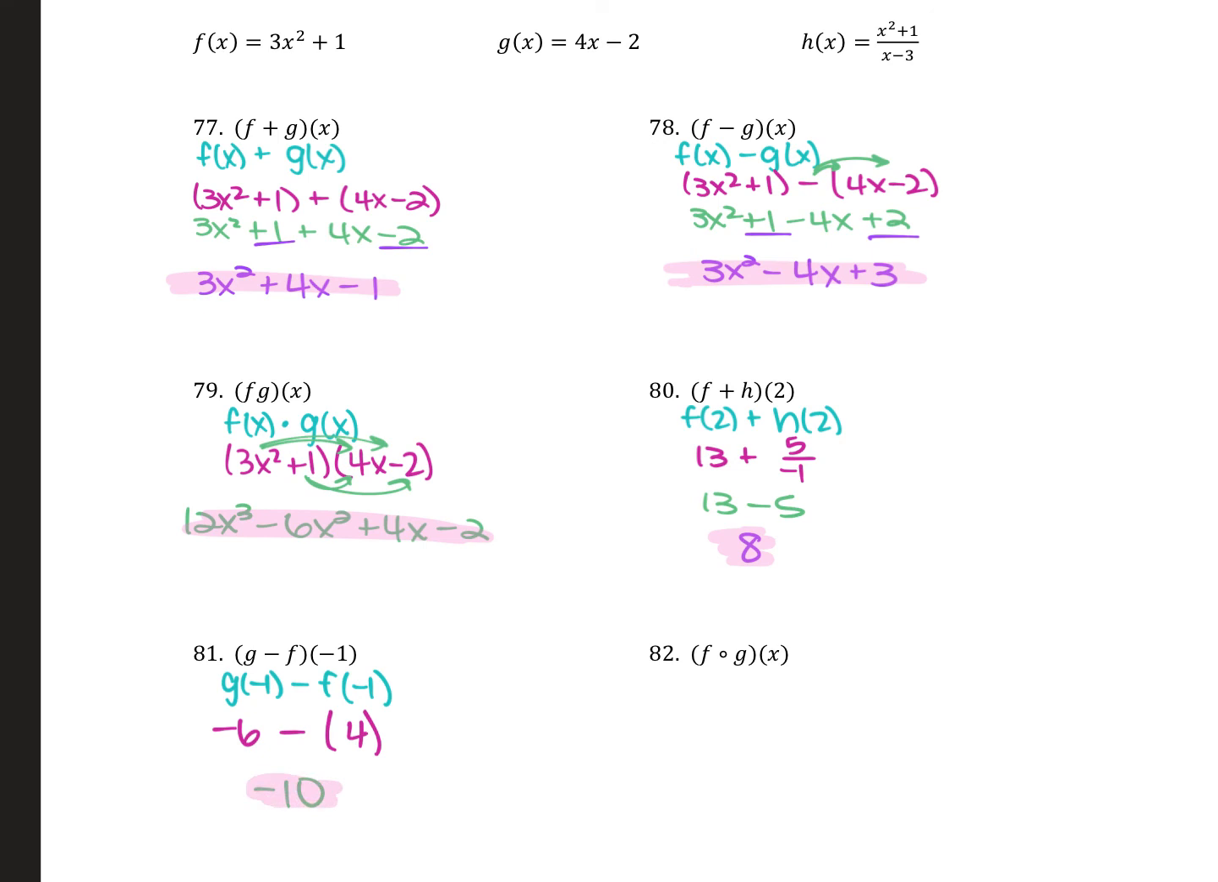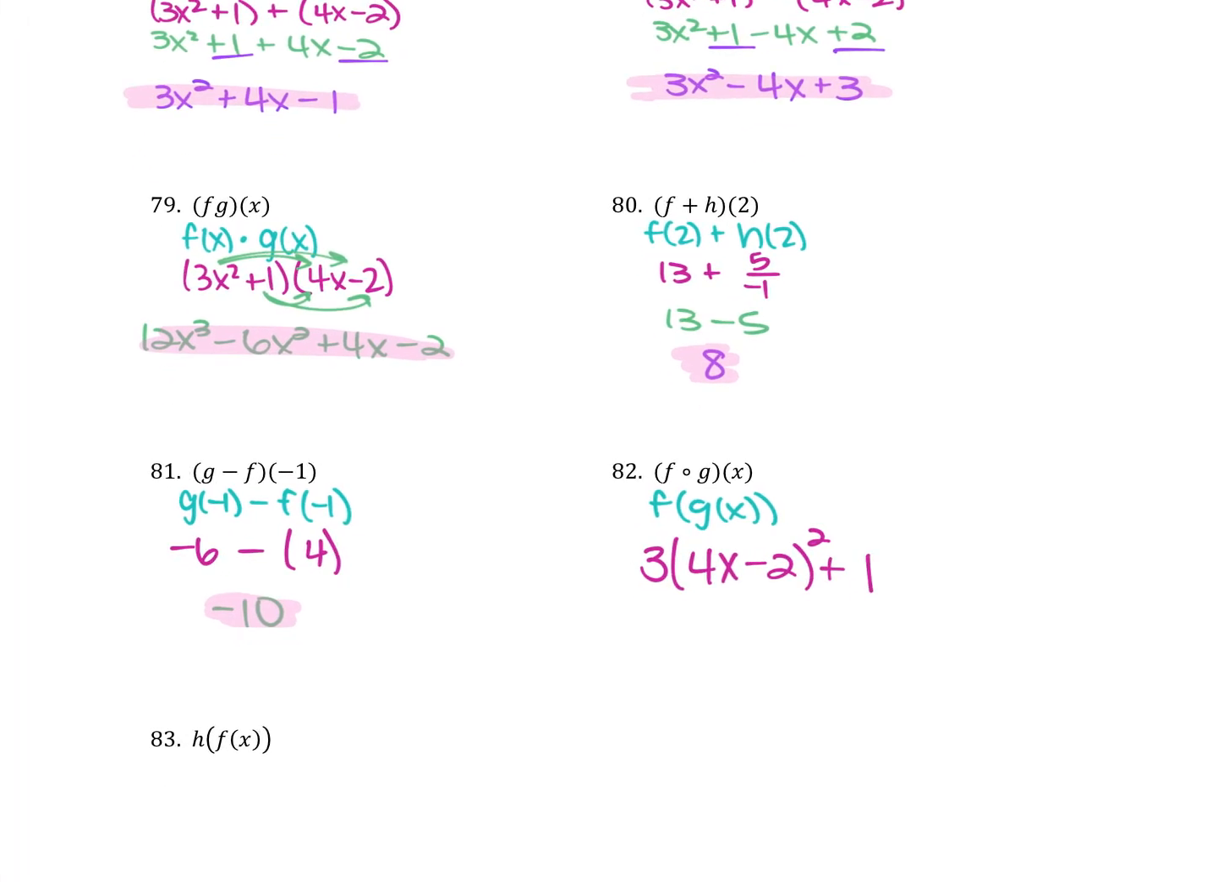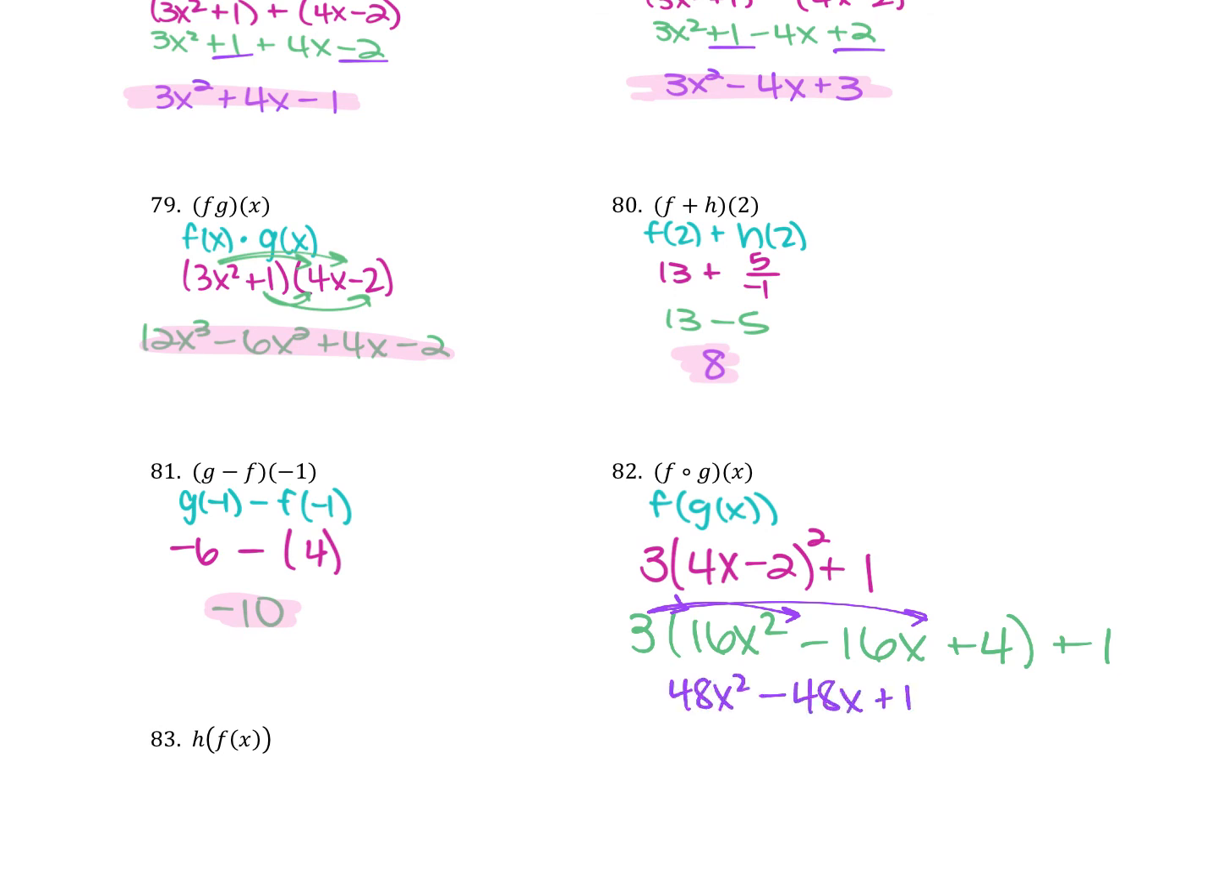For 82, f of g of x, you're taking g of x, plugging it in for x in f of x. So g of x is the 4x minus 2. The f of x is 3 times that squared plus 1. So we are going to be foiling out the 4x minus 2 first. So this is going to give us 3 times 16x squared minus 16x plus 4, plus 1. I just used the perfect square trinomial formula. From here, distribute in the 3. So that's 48x squared minus 48x plus 12 plus 1. Combine your like terms. That's 48x squared minus 48x plus 13.